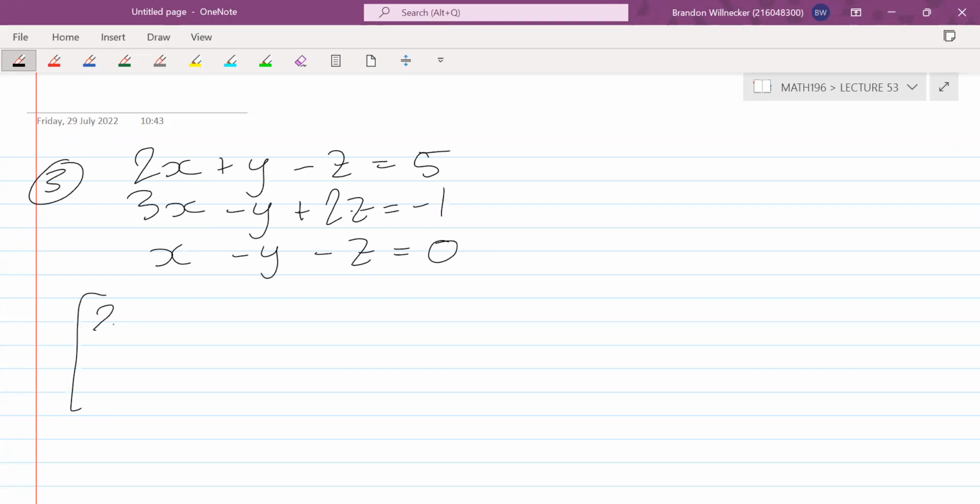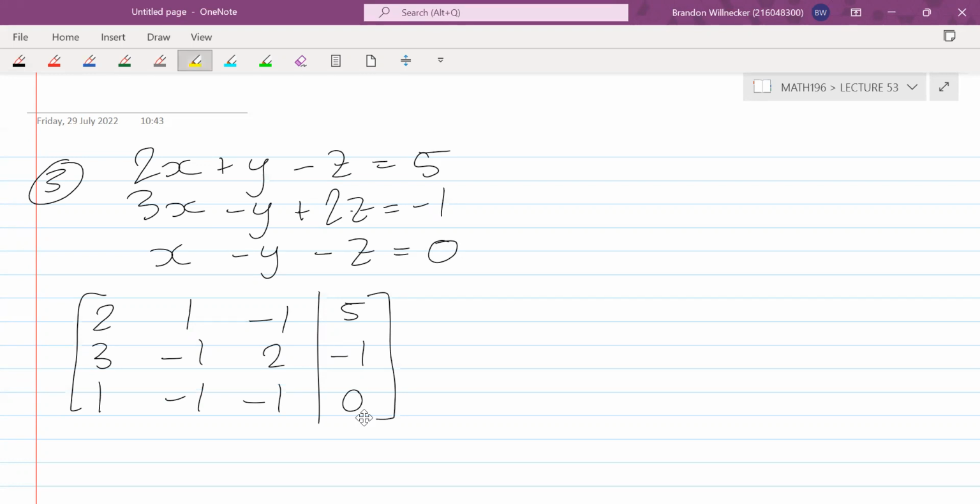So we're going to get 2, 1, minus 1, and 5. 3, -1, 2, and -1. 1, -1, -1, and 0. Okay, so same as always, we want this first entry to be a 1. Now we could divide row 1 by 2, that could work, or we could swap rows 1 and row 3. That could also help us. Okay, so row 1, we can just swap with row 3. That will bring up the 1 that we need. So let's do that.